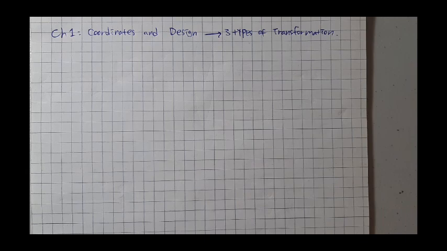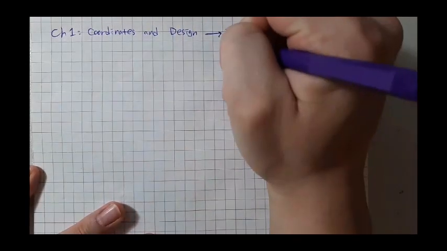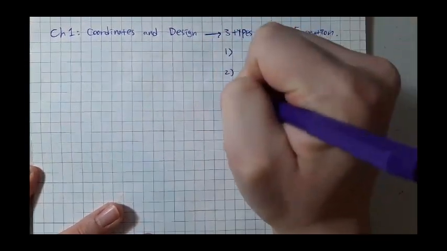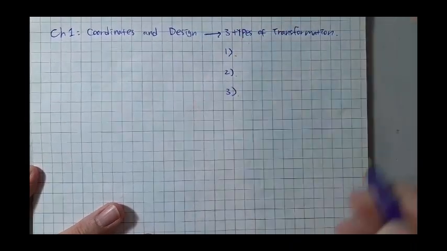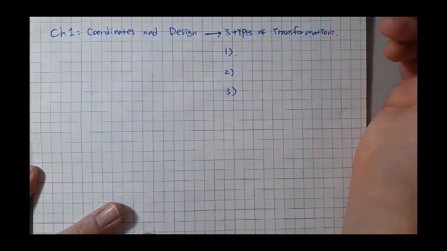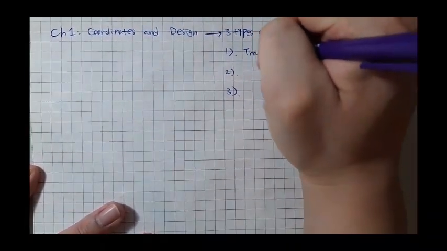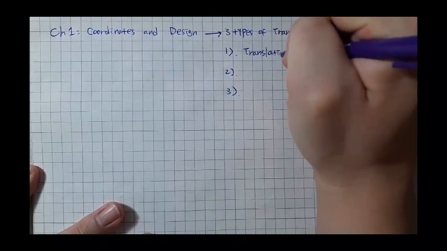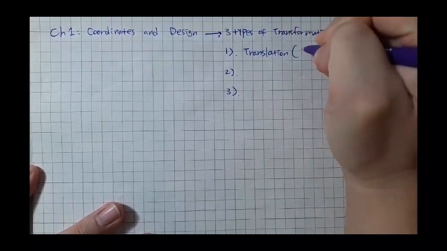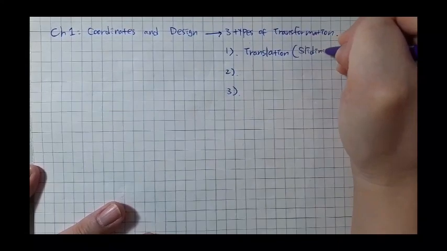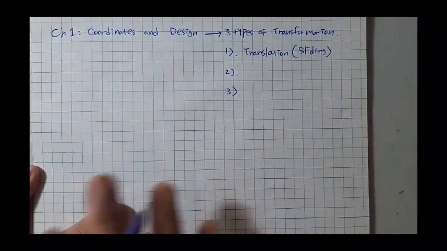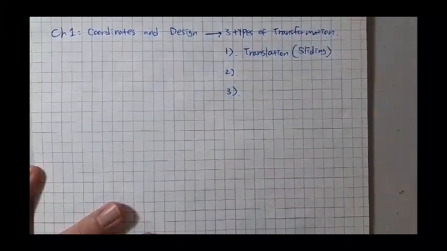All right, so before we get into each type, it is a good idea to understand a summary of these three different types of transformation. First thing first, known as translation. Translation is kind of like sliding. Your image is slid from one side to another side.